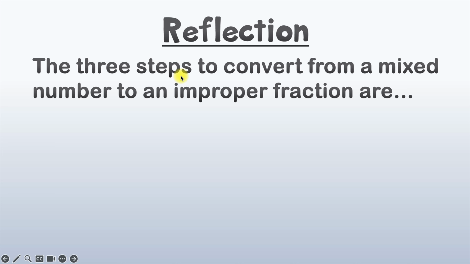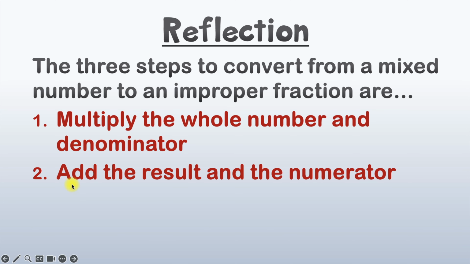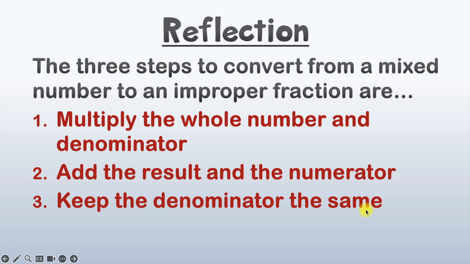The 3 steps to convert from a mixed number to an improper fraction are 1. Multiply the whole number and the denominator. 2. Add the result and the numerator. And step 3. Keep the denominator the same.